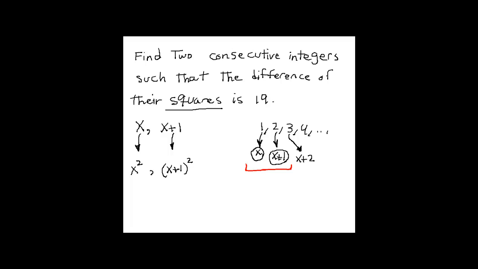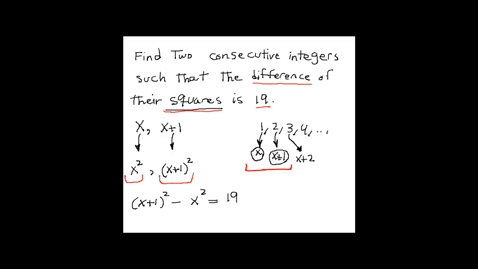Now they're talking about their difference, the difference between these two. When it's a difference, we have to take the larger number, which is this one, and then the smaller number. Their difference means we subtract them. We already squared them, we subtract them, and it should be equal to 19. So let me write down the equation first, so we can follow that. Our equation would be x plus 1 squared minus x squared is equal to 19.